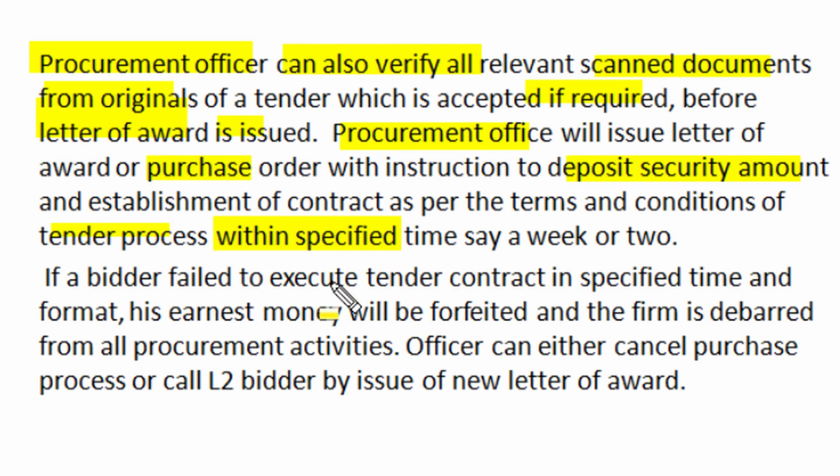If a bidder fails to execute the tender contract in the specified time or in the specified format, then his earnest money deposited at the time of bid submission will be forfeited, and that firm is debarred from all procurement activity of this office. Now, the officer can either cancel this purchase process or call the L2 bidder by issuing a new letter of award, and he may now ask the L2 bidder to deposit the security amount and establish a contract as per the terms and conditions mentioned in our tender process.